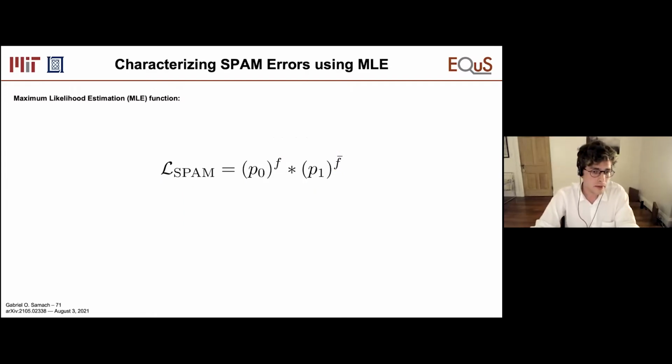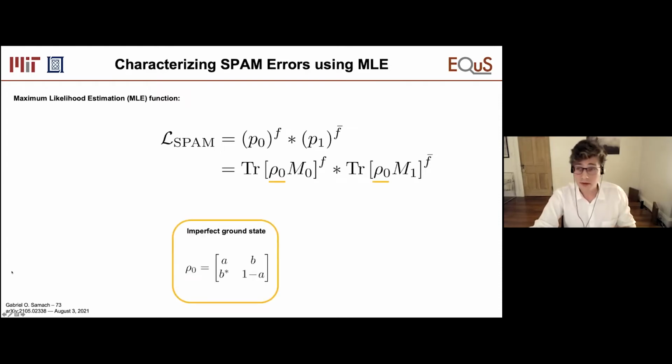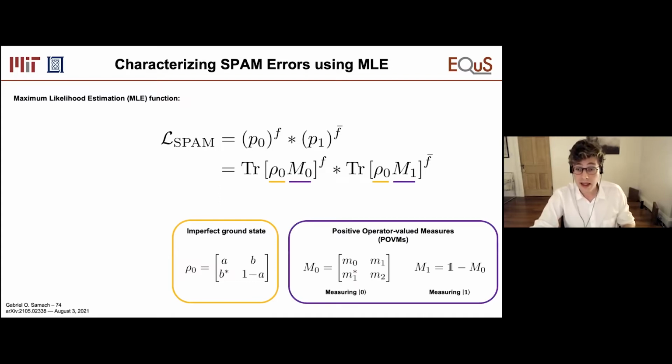All we're going to do from this is just make a simple substitution. In quantum mechanics, we know a bit more about the underlying structure of these probabilities. So we can rewrite each of these probabilities as the trace of the density matrix rho times an operator M, either M0 or M1. Here, rho 0 is a general single qubit density matrix, which is going to describe our imperfect ground state. And then M0 and M1 are our measurement operators.